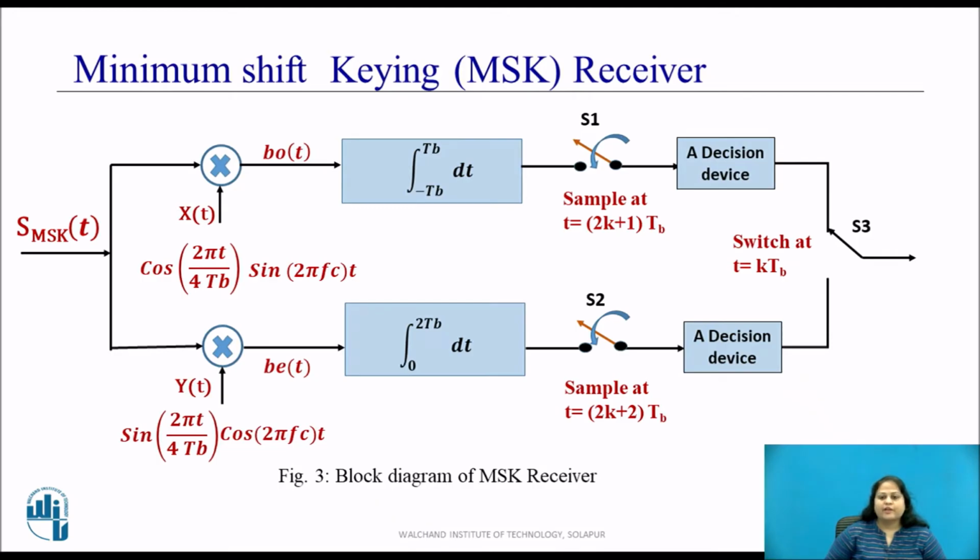The switch S3 operates at t equal to kTB and simply multiplexes the two correlator outputs, thus demodulating the MSK signal and getting back the original bit stream.